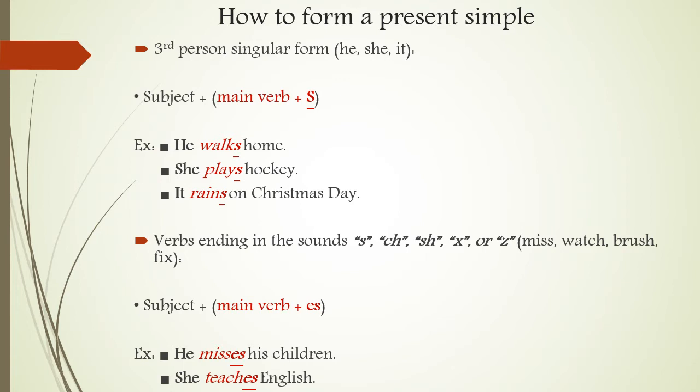Example, he misses his children. He is a singular pronoun and misses ends with s, so we add es, not only s. She teaches English. She as well is a singular pronoun and teaches ends in ch, so we add es to the verb.